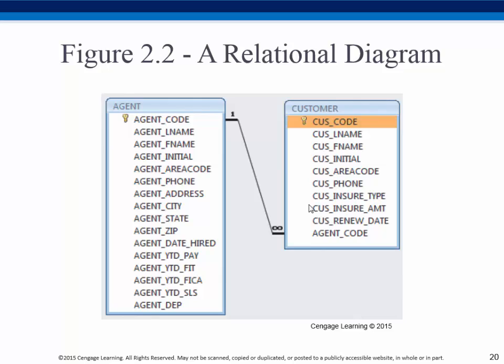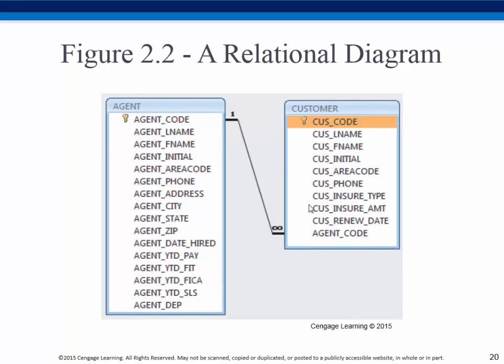And here it shows a relational diagram. You have your agent table and your customer table. You have your primary keys, which are your unique identifiers for each record in your database. You have your agent code in agent and customer code in customer. But then you have your relationship between the two.